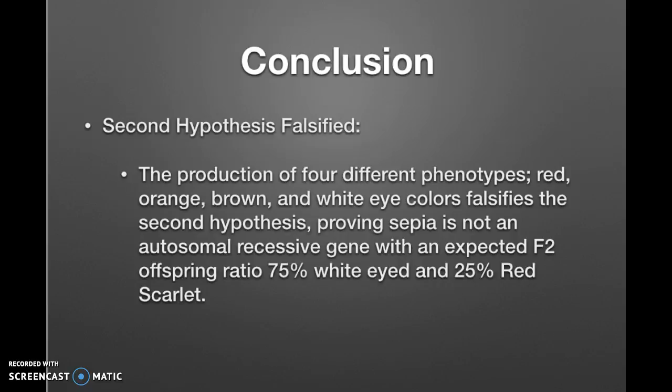For my conclusion, my second hypothesis was falsified. Production of 4 different phenotypes, red, orange, brown, and white eye colored, falsified my second hypothesis, proving sepia is not an autosomal recessive gene with an expected F2 offspring ratio of 75% white eye to 25% red scarlet.